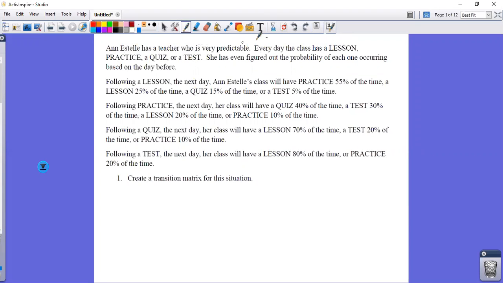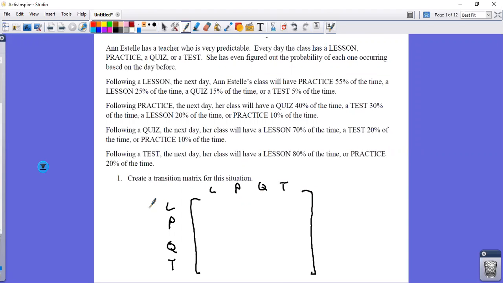So every day she can have a lesson, practice, quiz, or test. So that's her 4 states she can be in. So it's either going to be a lesson, a practice, a quiz, or a test. So you want the top of the matrix to go in that exact same order: lesson, practice, quiz, test. And then each one of these rows is going to be the probability.